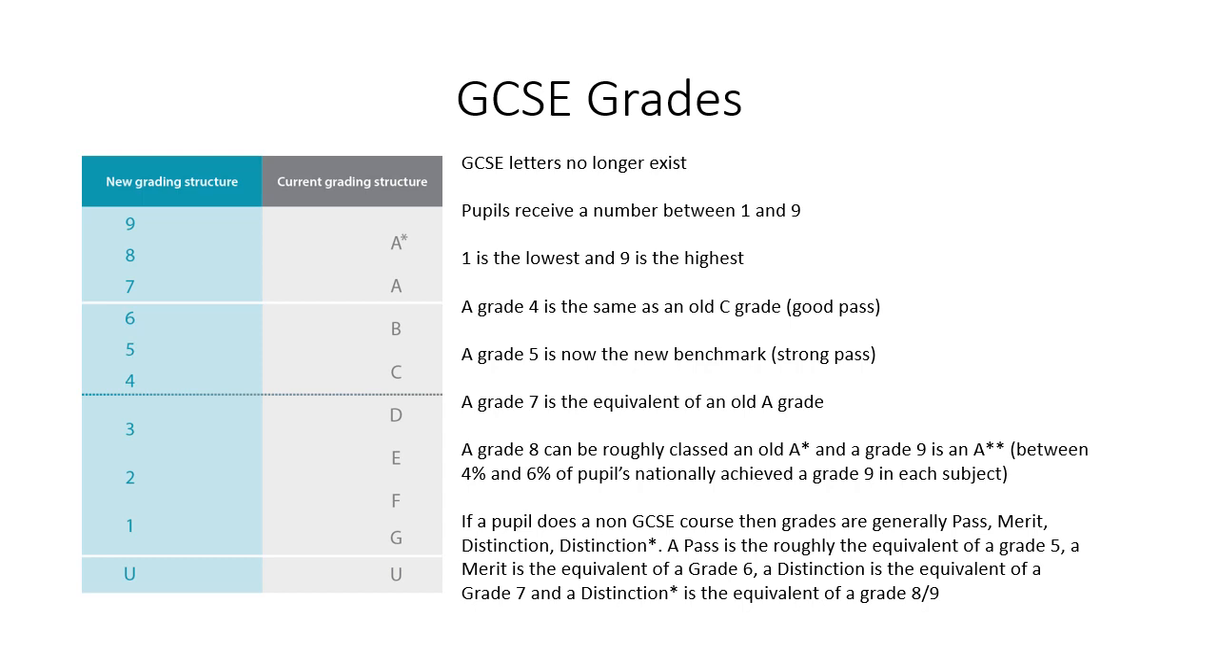Only about 4 to 6% of pupils nationally achieve a grade 9 in each subject. However, if somebody does a non-GCSE, these are generally now marked either pass, merit, distinction or distinction star. A pass is roughly the same as a grade 5, a merit is roughly the equivalent of a grade 6, a distinction is the equivalent of a grade 7, and a distinction star is the equivalent of a grade 8 or 9.